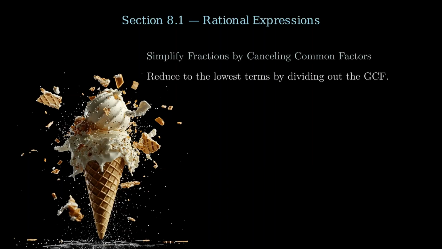A rational expression can be written in its lowest terms by reducing it to the simplest equivalent fraction. This is done by factoring both the numerator and denominator, and then canceling out the common factors.